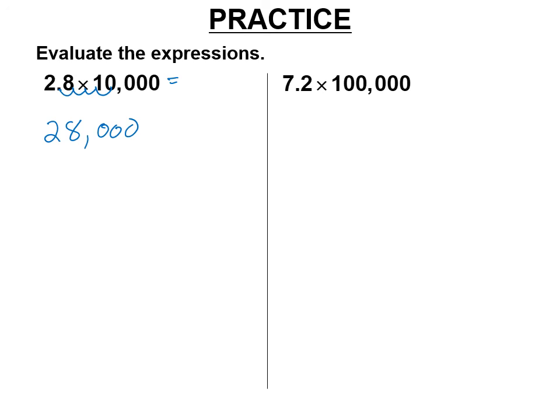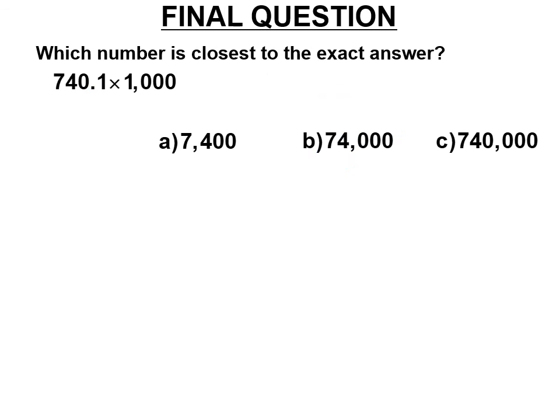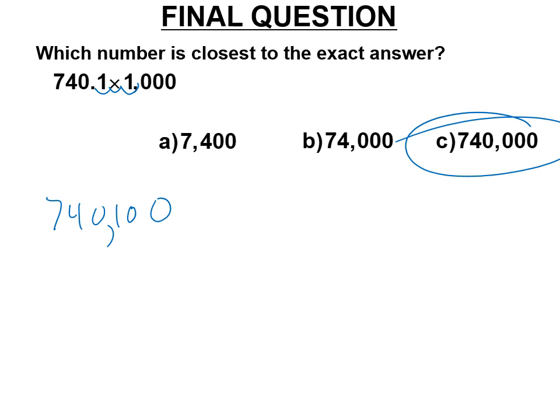What do you think 100,000 is? You multiply by 100,000, you're moving it 5 times, right? There's 5 zeros. That is a shortcut. 1, 2, 3, 4, 5. Here you're going to have 4 zeros. Now put the comma in the right place, please. And what number is that? That's 720,000. So which number is closest? Multiply by 1,000, you go 1, 2, 3. So we're going to add 2 zeros here. And that's 740,100. It must be that one. Thanks.